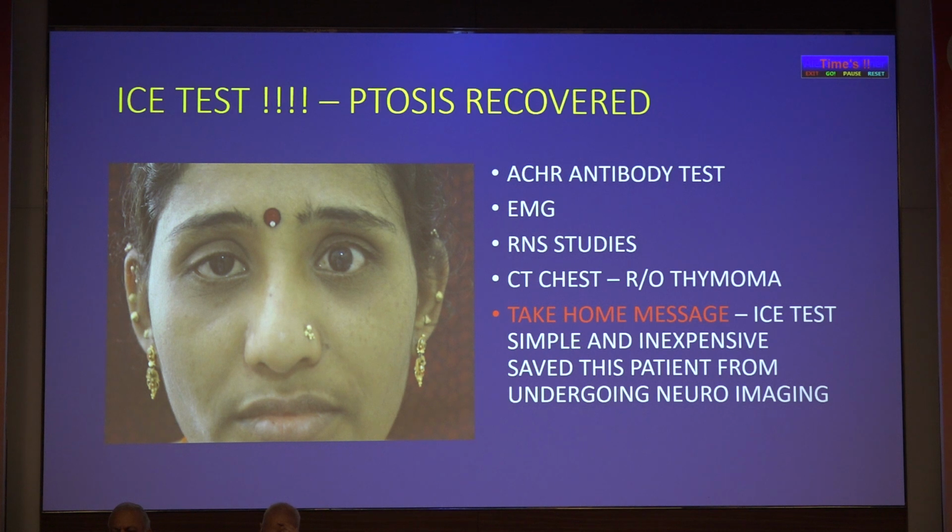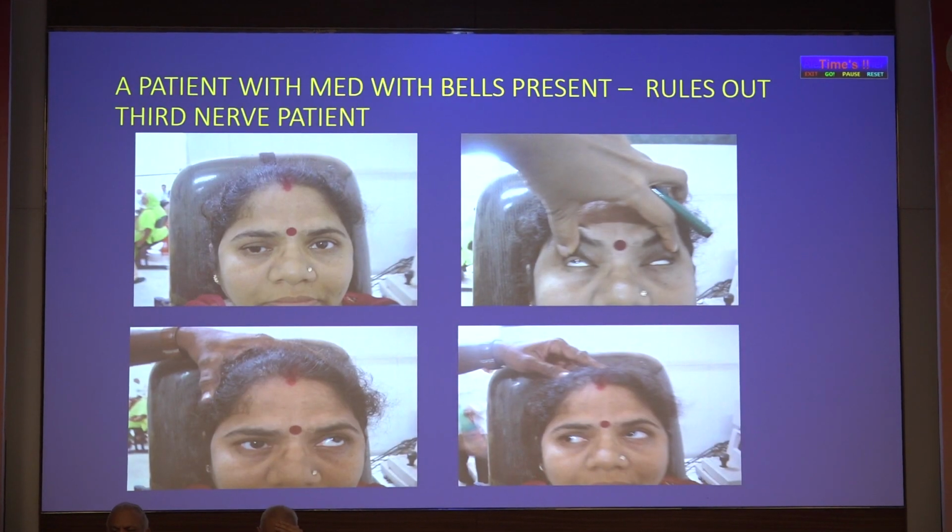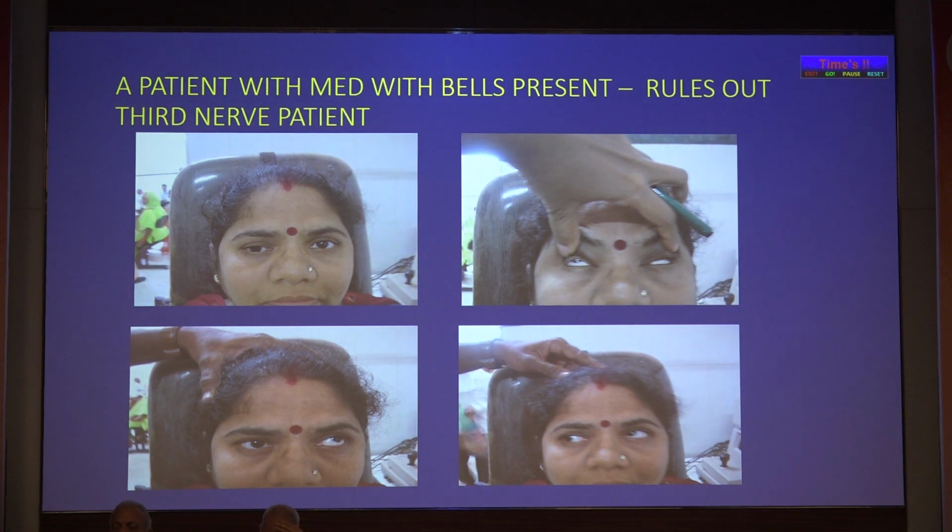Her diagnosis was myasthenia. The next case is that of a 52-year-old who presented similarly with limitation of elevation and adduction and abduction. So if you look at this picture, her elevation in adduction and abduction were limited, but the Bell's was present.